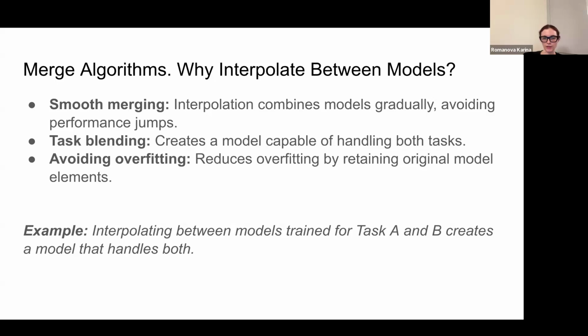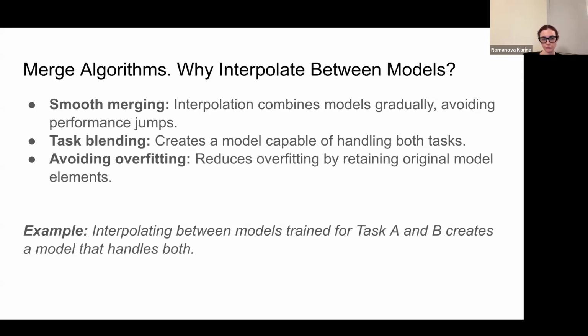So why interpolate between models? Interpolating between models allows for creating a new model that balances the behavior and knowledge of the original models. This technique is practically useful when aiming to combine models trained on different tasks or datasets.